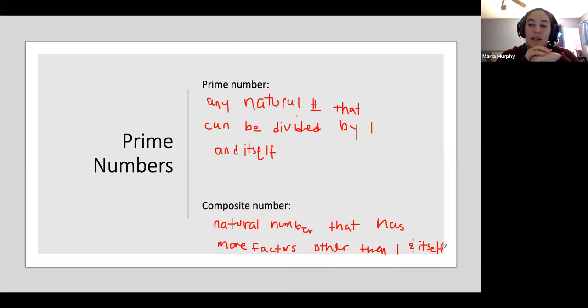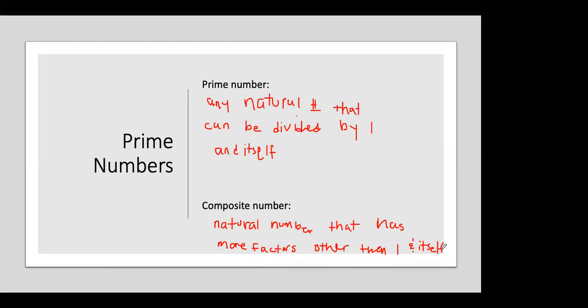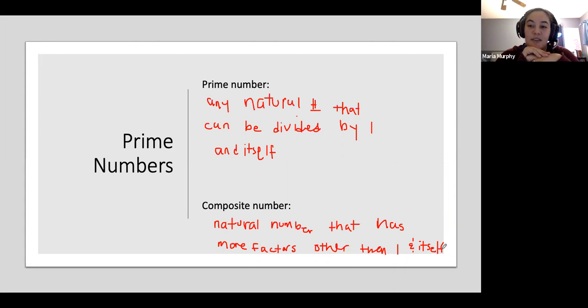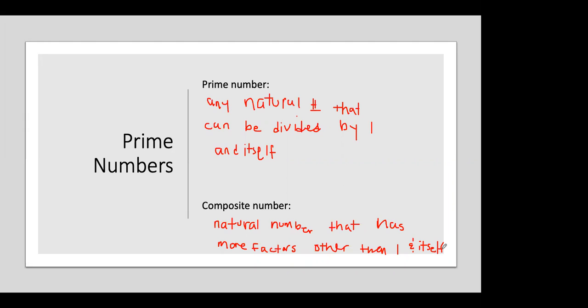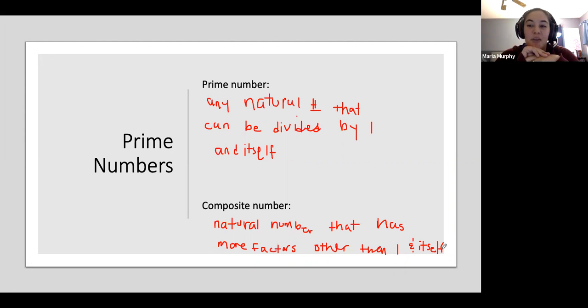What about a composite number? Anyone has an example for a composite number? 36. Why? Because 36 is 6 times 6. What is 36 also? Do you want me to give all the factors? Just give me one more.